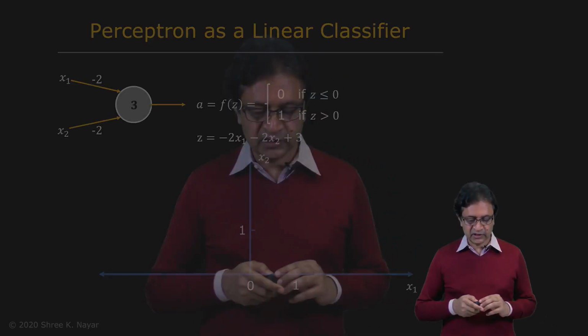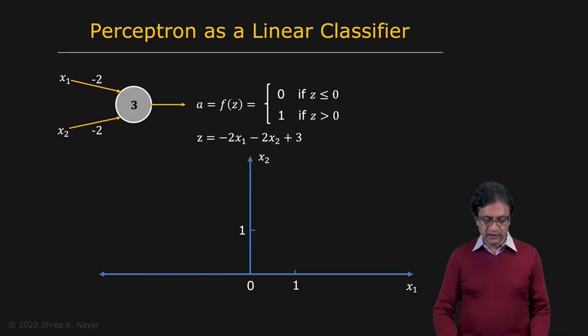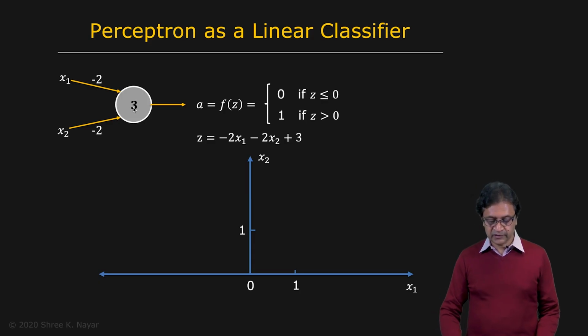We know that a single perceptron is essentially a linear classifier. So what can we do with a network of perceptrons? Let's once again take a look at a single perceptron, which we've discussed before. This particular perceptron, just as an example, has -2, -2, and 3 as the weights and bias.